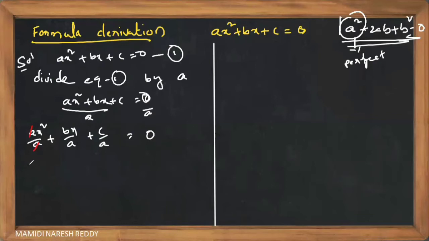Now what do we have, children? x square plus b by a into x plus c by a is equal to 0. Now, children, we have achieved the first term as a perfect square. Did you get my point, children? Any doubt, please kindly let me know about these steps, 1, 2, 3, 4, 5. I think every step is clear, children.